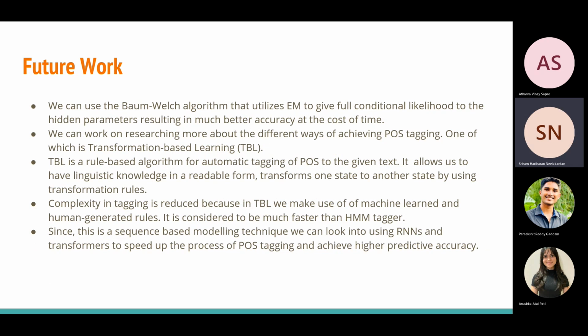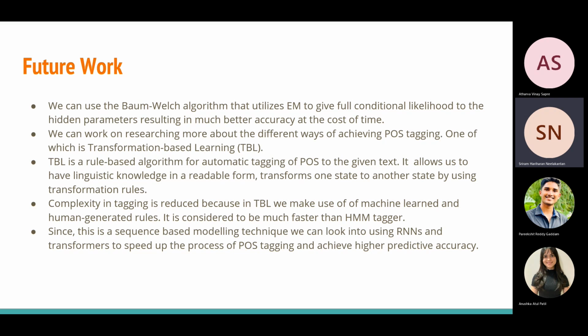Since we are dealing with an NLP problem here, the most modern technologies involved in solving such problems are deep learning and neural networks. One such algorithm is the Baum-Welch algorithm, which uses expectation maximization, which calculates conditional likelihood. It actually takes a larger time, but the accuracy is much improved.